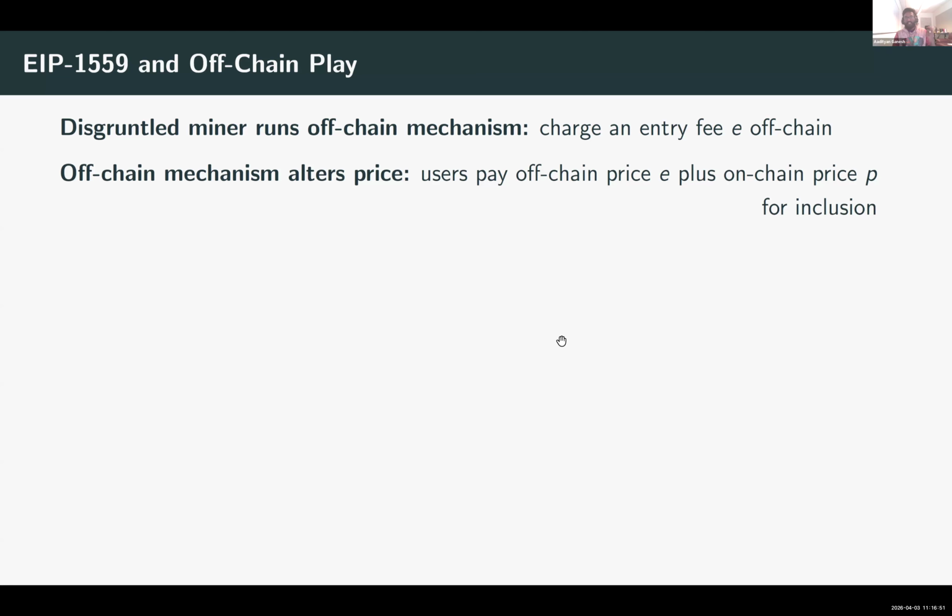So what this basically does is, from the user's perspective, even though once again the base fee is P, this just changes the price, right? If I'm a user, I have to pay P on chain and E off chain, so I have to pay a total of E plus P. So I'm going to behave as if it's a posted price mechanism, but with a modified price of E plus P instead of a price of P.